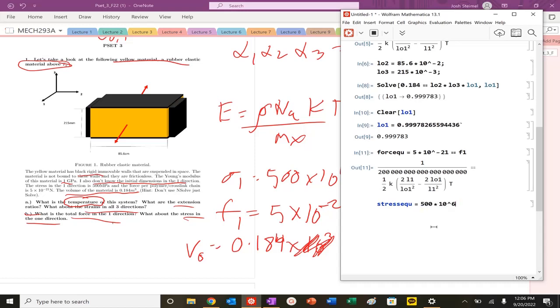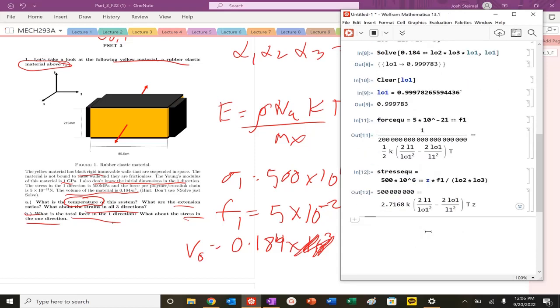Our stress equation is 500 megapascals, 500 times 10 to the minus 6, times Z times F1, divided by our A naught, which again is just going to be L naught 2 times L naught 3. So we have our force equation, we have our stress equation. Excellent.